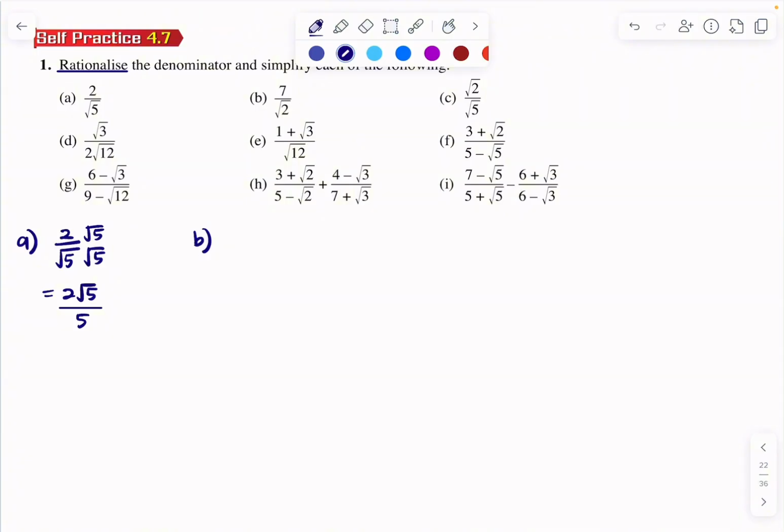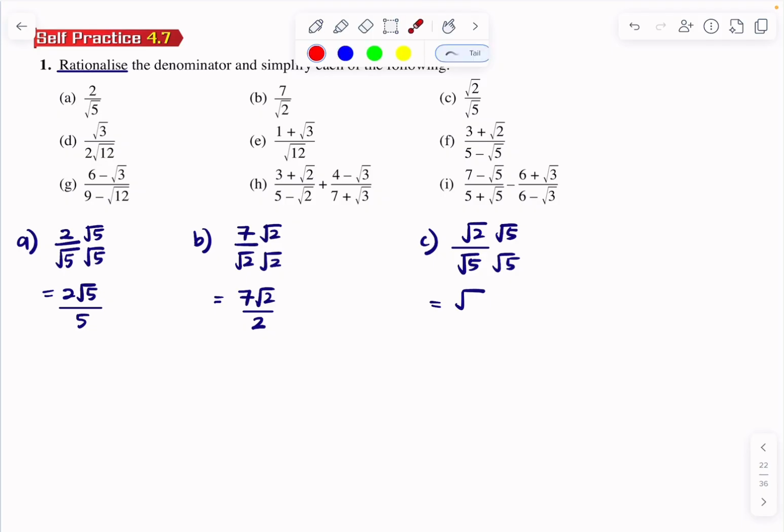B. 7 over surd 2. Top and bottom we multiply with surd 2. 7 surd 2 on top. Bottom will be surd 2 times surd 2, which is just 2. Done. C. Surd 2 over surd 5. Same thing, top and bottom we multiply with surd 5. Surd 2 times surd 5 is surd 10 over 5. Surd 5 times surd 5 is 5. Done.